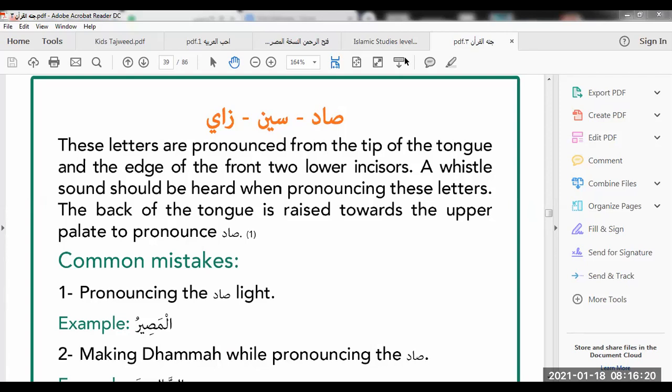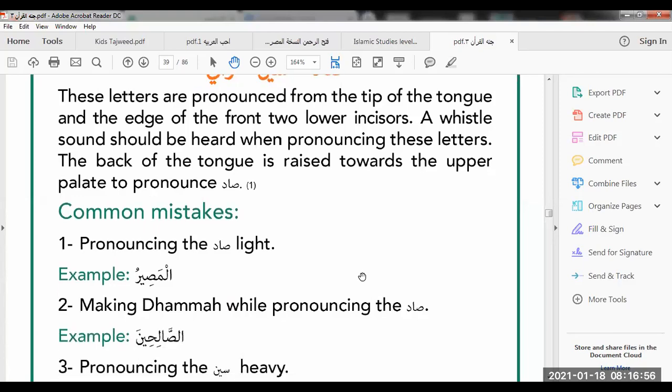But every letter has qualities that are different from the other letters. These qualities determine every letter from the others. First we have the common mistakes for these letters, then as usual we extract the qualities of every letter and see the videos. Now we know the articulation points of these letters: صاد, سين and Z.